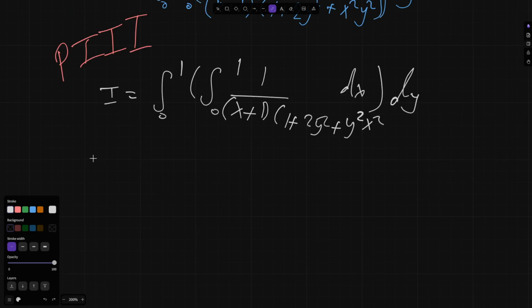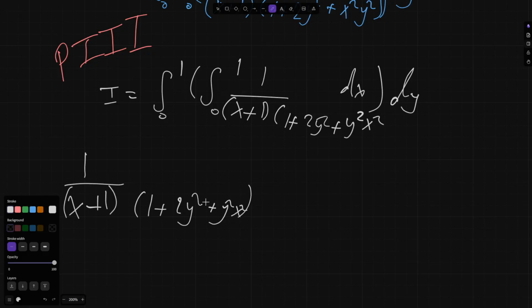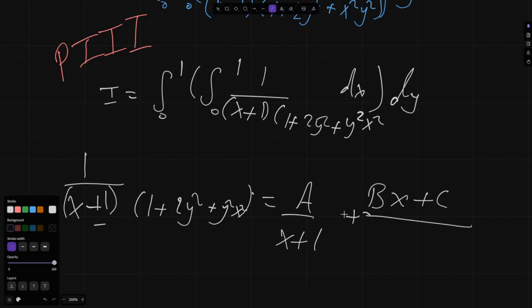So it's going to be 1 over (x plus 1)(1 plus 2y square plus y square x square) equal to a over x plus 1, plus, okay, this is of a second order. It's y square or x square, so it's going to be bx plus c over 1 plus 2y square plus y square x square. It's the partial fraction of a second or higher order.